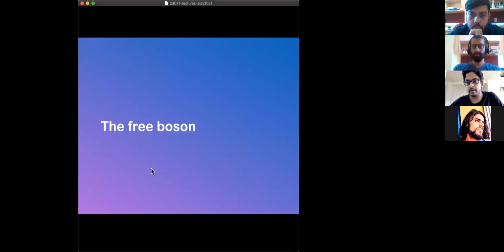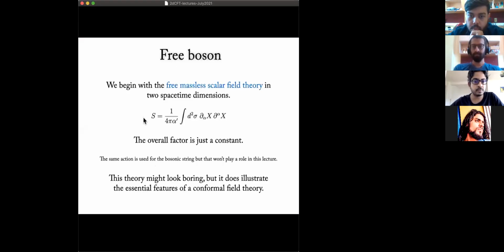Okay, so let's begin with the free boson. Consider the massless scalar field theory in two space-time dimensions. This is the action. X denotes the scalar field, and these are your space-time coordinates. And here there is an overall factor, which is just a constant. It won't play a big role.